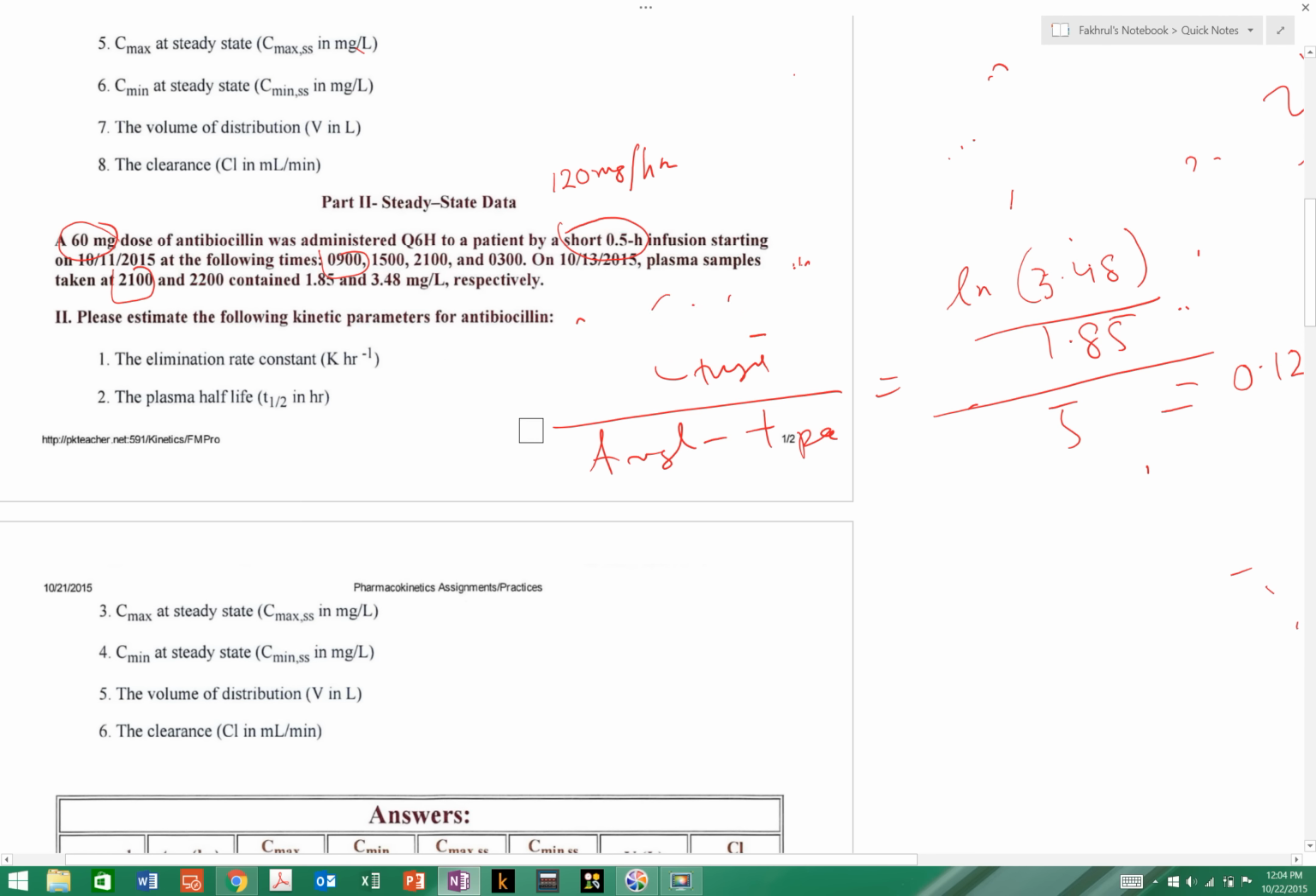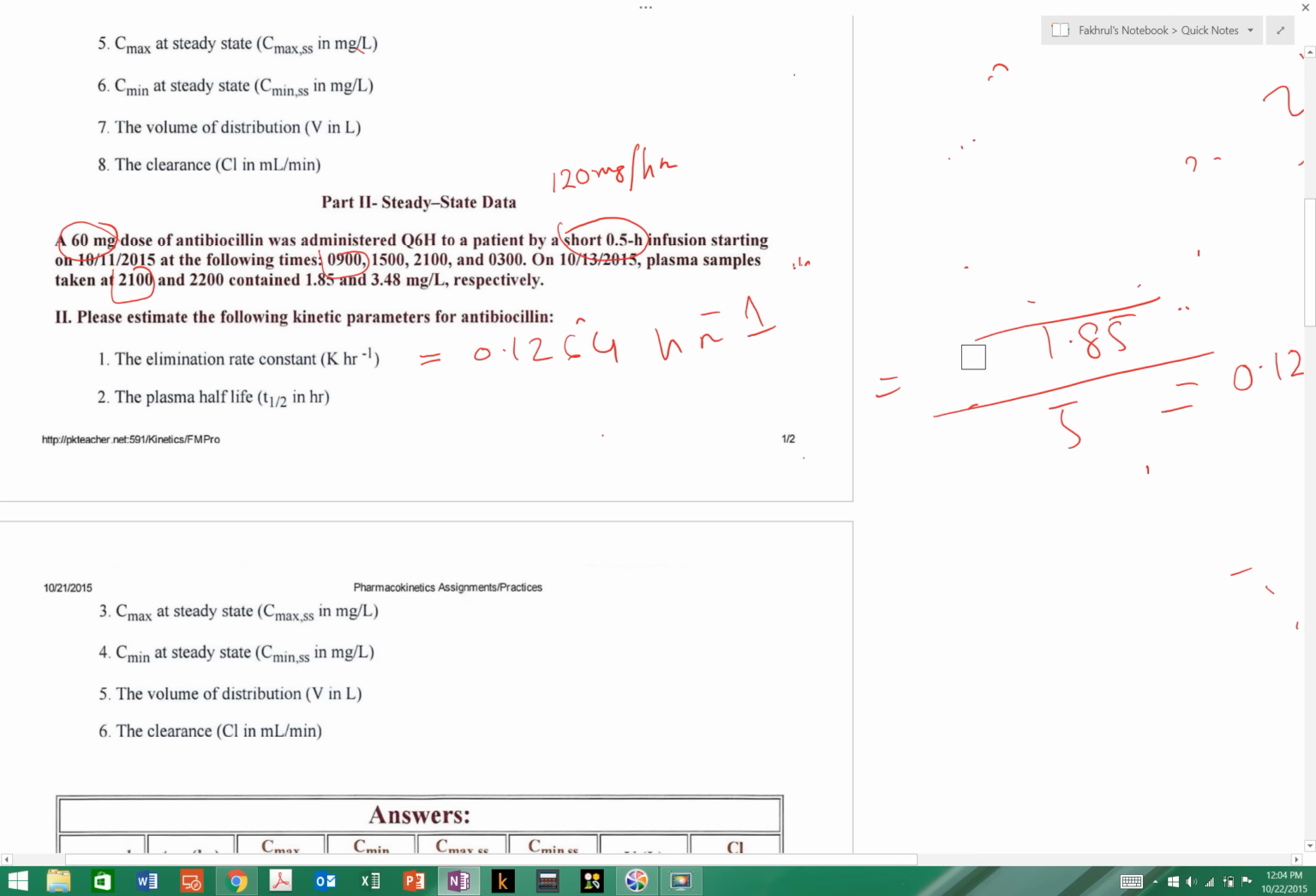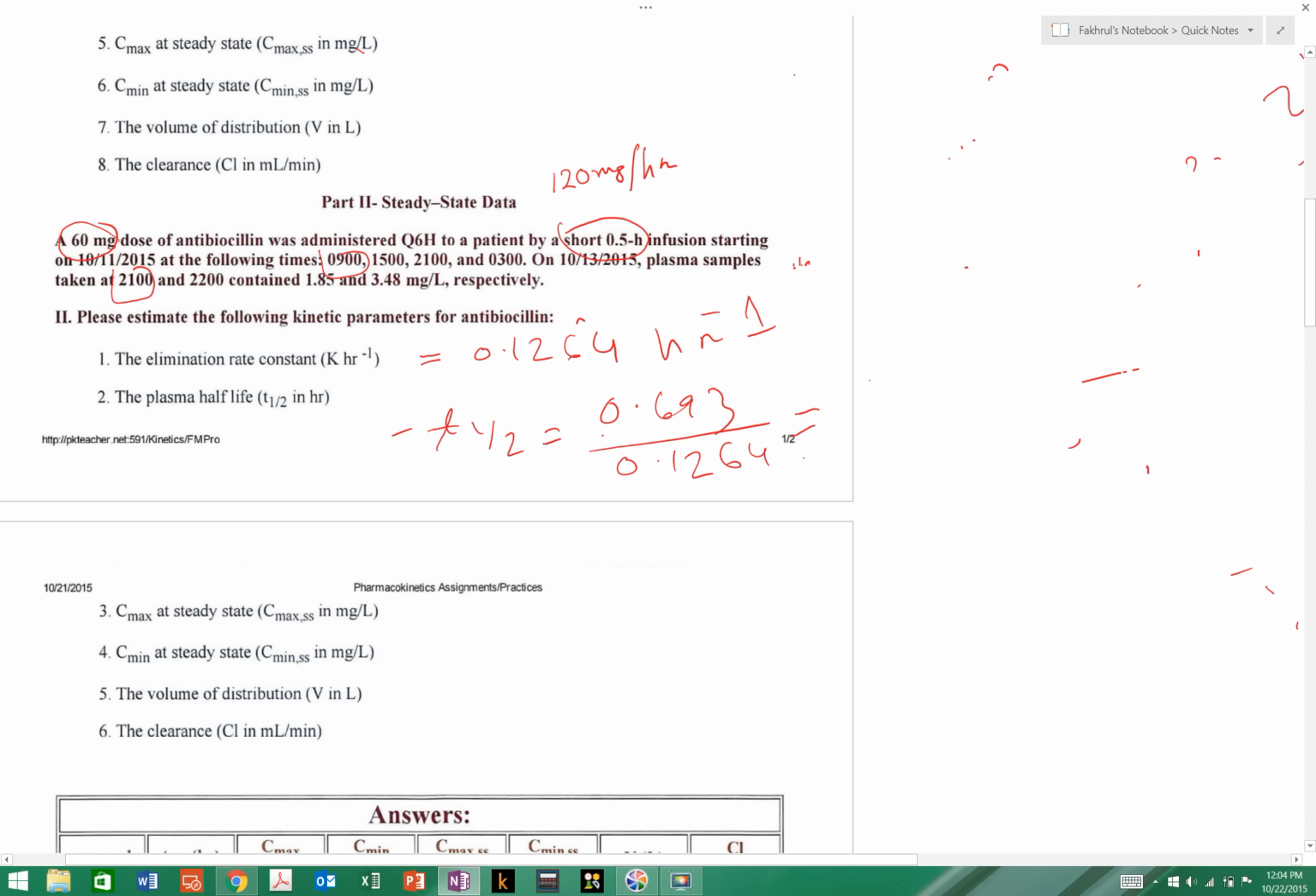We have found K at steady state is equal to 0.1264. This is the most important parameter for the calculation of the various parameters of intermittent IV infusion. And half-life is easy. T half is going to be 0.693 divided by 0.1264, which is 5.484 hours.